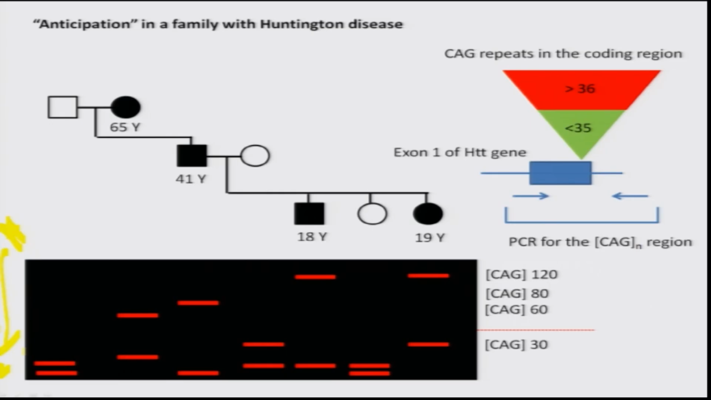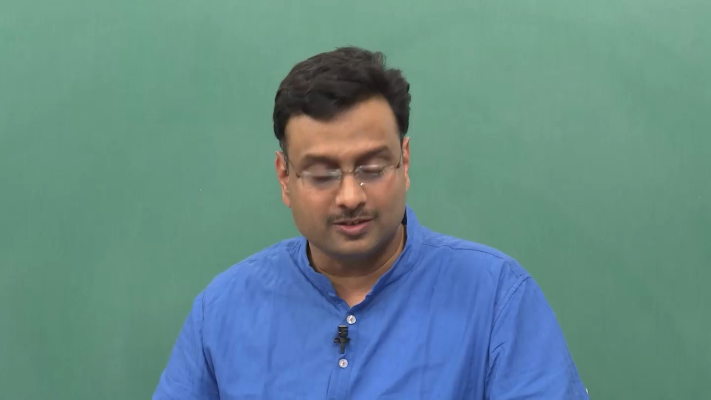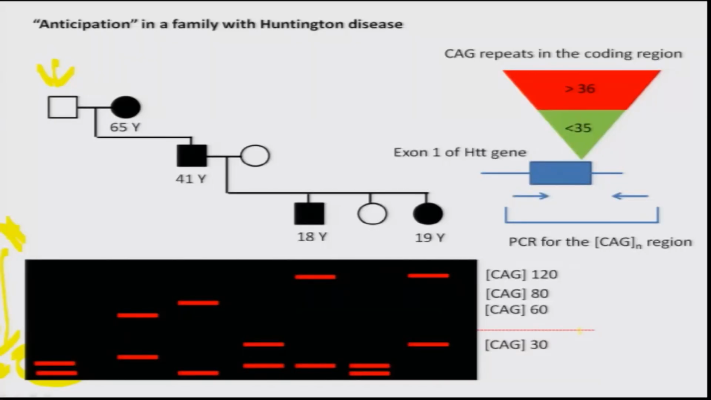I see that this individual, who is asymptomatic, has two alleles, two bands representing two alleles, one that he got from his father and the other from his mother, both of which are below 35. The red line shows the danger zone. If you have above 35, if the repeat number is more than 35, you are going to have the disease. And the mother, this lady, you see that one of her alleles is below 35, the other one is above, about 60 repeats.